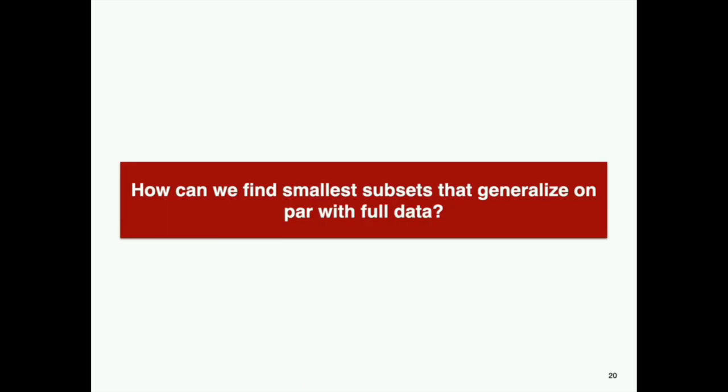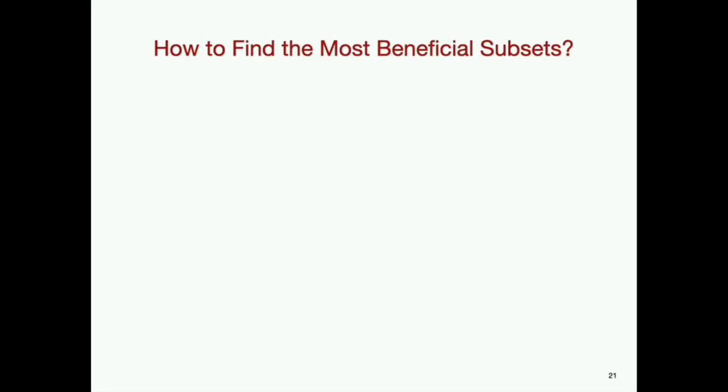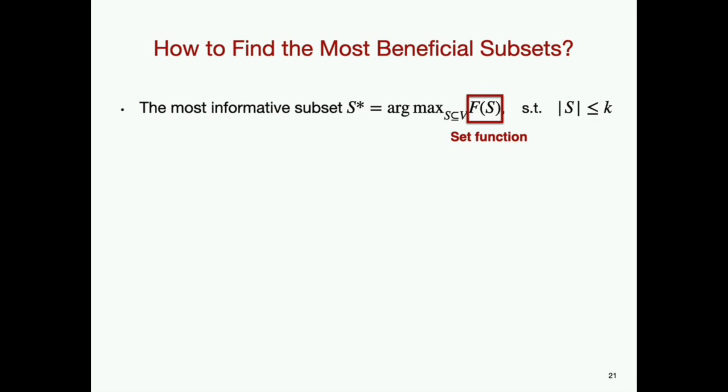Okay, so how can we find these most informative, most beneficial subsets? Let's formalize our problem. We want to find S star, a smallest subset, that maximizes a set function. This set function tells us how good each subset of the big data is for training, like if we train on this subset, what performance do we expect? This is subject to a budget constraint, or cardinality constraint. So the big question is: what should this set function be?